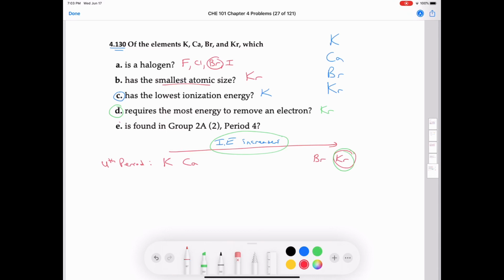And the last question just asks us which one is found in group 2A. If I look at the group numbers, potassium is in group 1A, calcium is in group 2A, bromine is in 7A, and krypton is in 8A. And so the answer, the one that's found in group 2A, is calcium.